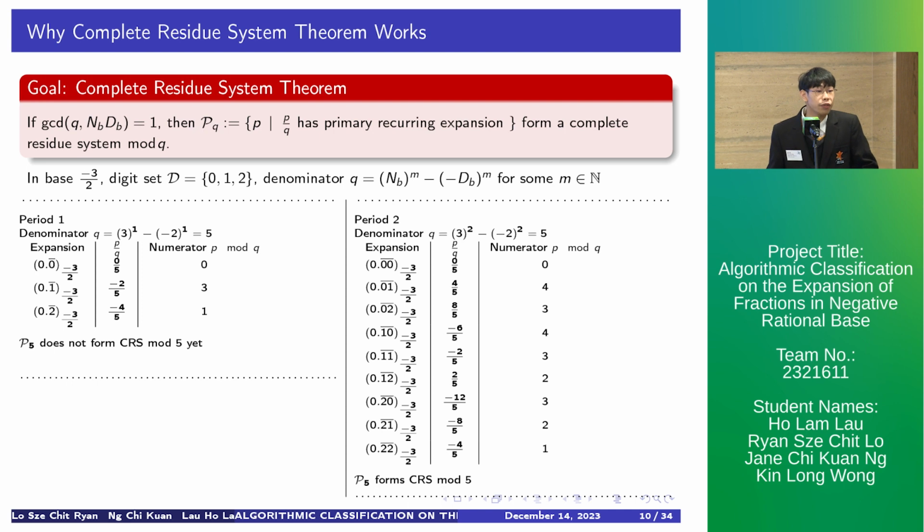So we get some motivation. Consider the base -3/2. If we list all PRE with period 1, there are only 3 of them, which is not enough to fill in the complete residual system mod 5. But when we list all the PREs with period 2, we find the numerators do form a complete residual system mod 5. So in general, when the length of the PRE is long enough, we know the numerators eventually fill in the complete residual system.